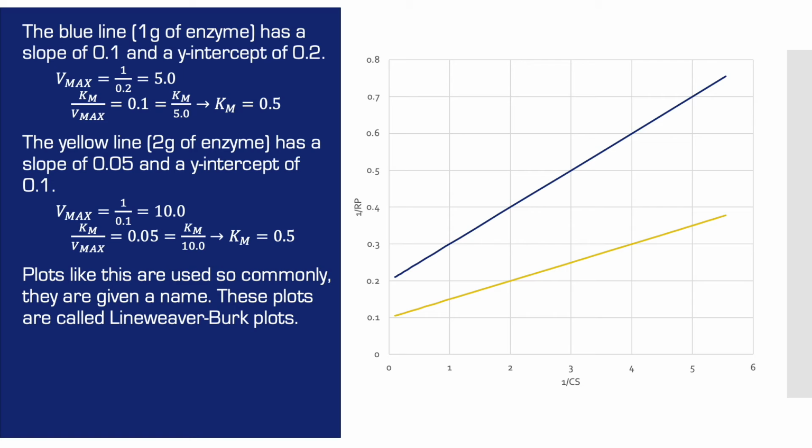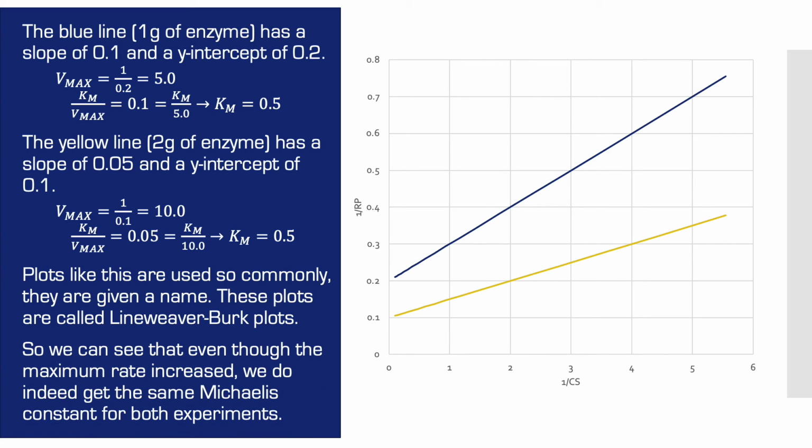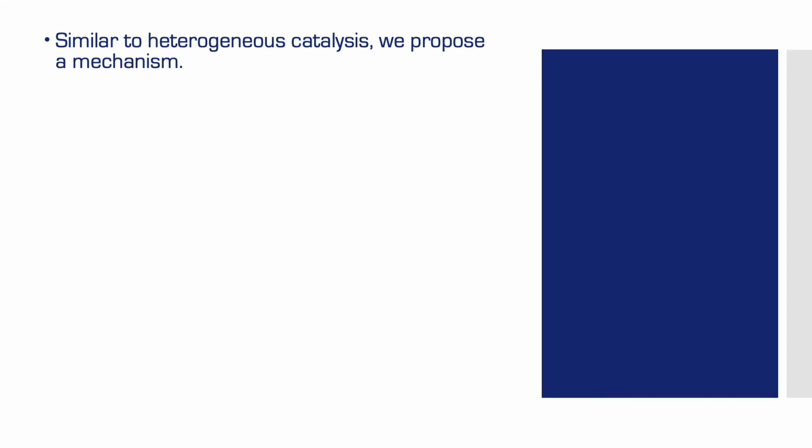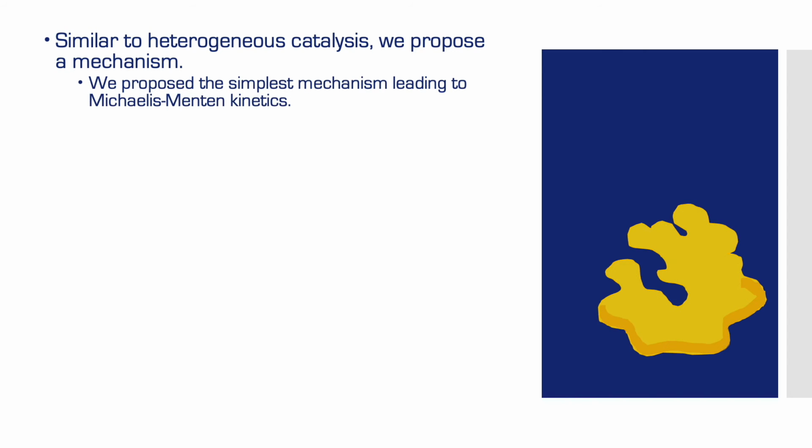Plots like this are used so commonly that they are given a name. These plots are called Lineweaver-Burk plots. So we can see that even though the maximum rate increased, we do indeed get the same Michaelis constant for both experiments. Similar to heterogeneous catalysis, we propose a mechanism. We propose the simplest mechanism leading to Michaelis-Menten kinetics.